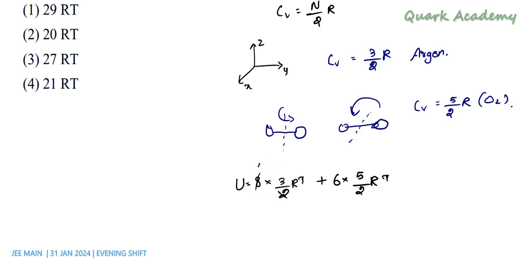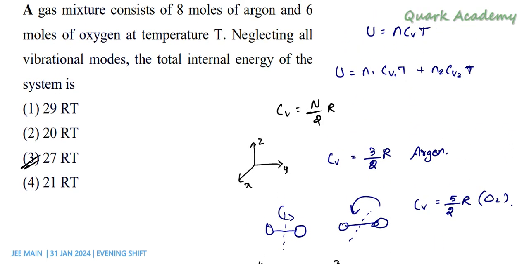So this will become 4 into 3, 12, so 12 RT, plus this will become 3 into 5, 15, so 15 RT. 12 plus 15 is 27 RT. So the overall internal energy of this system is going to be 27 RT.